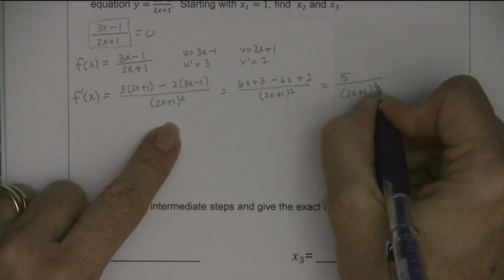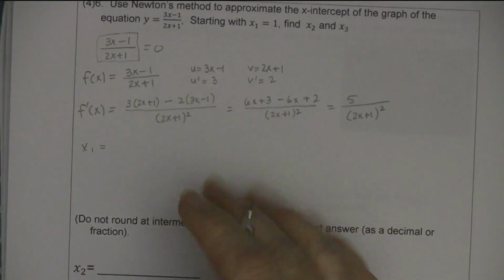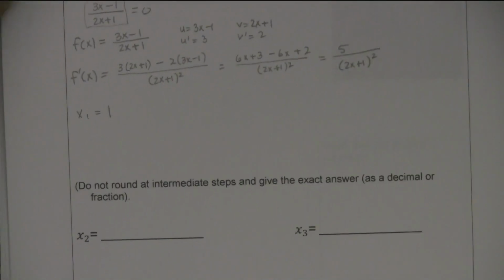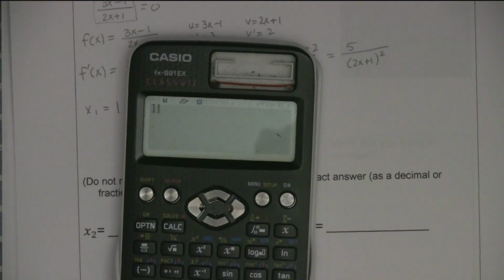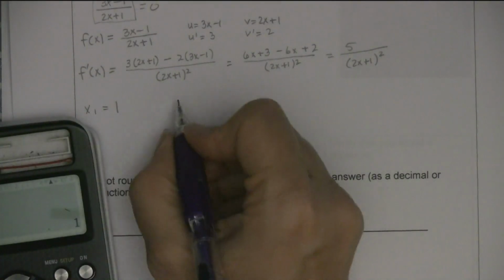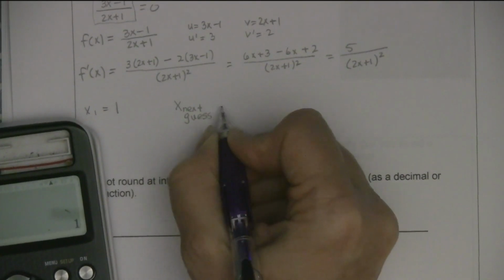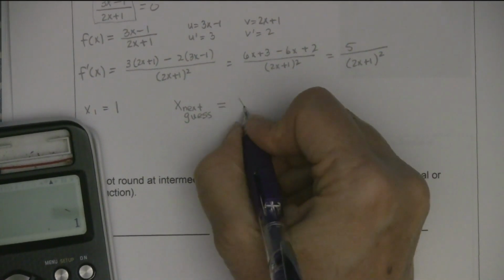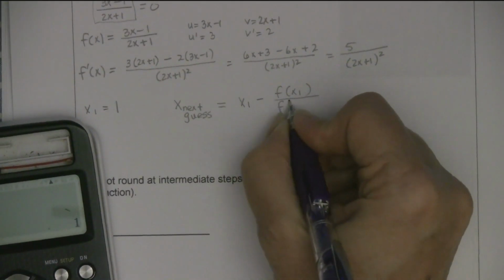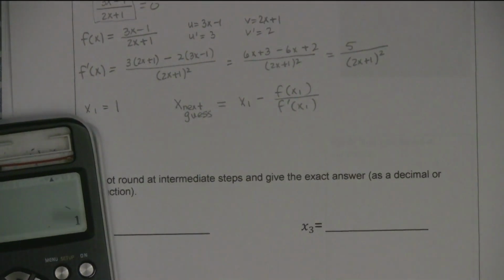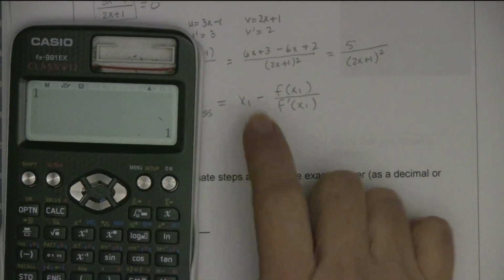And then I'm going to set my calculator up, right? They said the initial guess was 1. Okay, I'm going to put 1 in so that it's in the answer. And then remember the next guess is equal to your last guess, x1 minus f at x1 divided by f prime at x1, right? And then that'll change as you go along. So I got 1 in there.